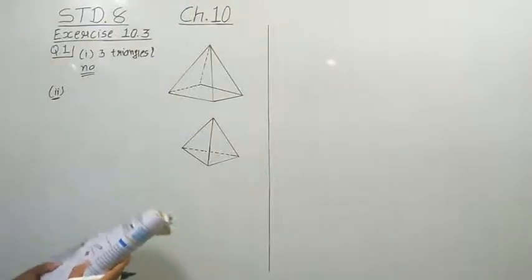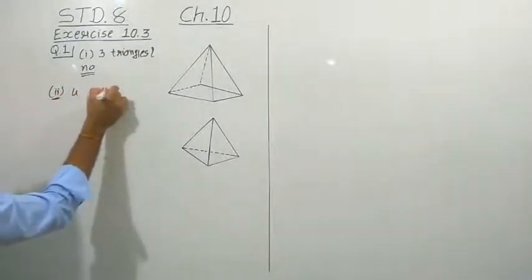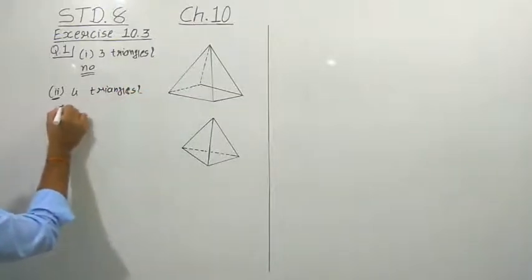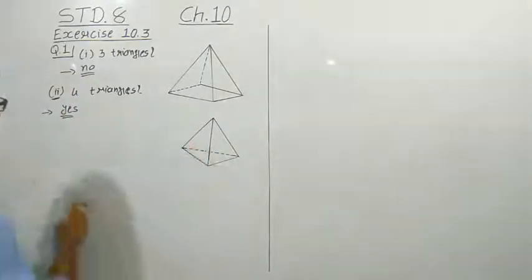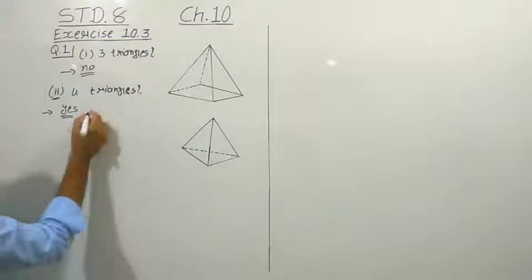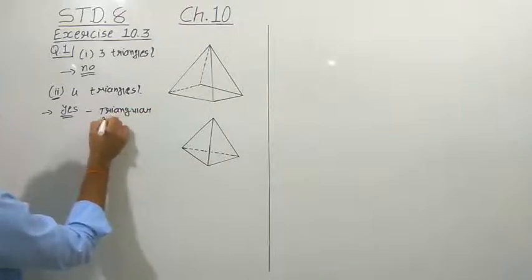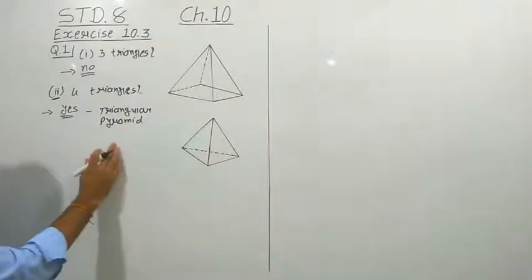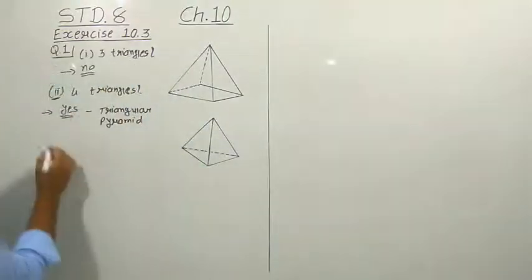Second one is, can a polyhedron have four triangles as its faces? Four triangles. So now here we can see that the answer is yes. Why? Because this is the shape which has four triangles as its faces, and the name is, we can also write down, the triangular pyramid, right? So actually this is possible only in pyramids, it is not possible in prisms, right? Okay, now third one.